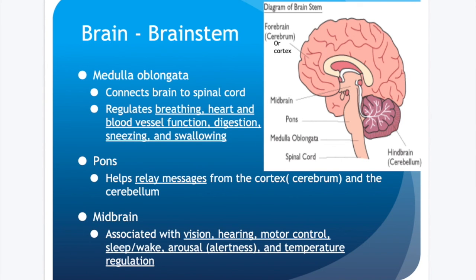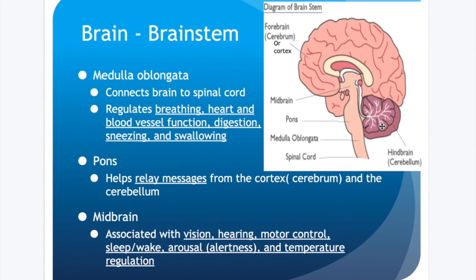So looking a little more specifically at that, we would have your medulla oblongata, which would be right here, just atop of the spinal cord. So it helps to connect the rest of the brain to the spinal cord. It's going to regulate our breathing, heart and blood vessel function, digestion, sneezing, and swallowing. So very basic primitive functions that we need in order to stay alive. The way brains evolved in animals, and yes, humans are animals, was the brain stem is the first part of the brain to evolve, then the cerebellum, and then the cerebrum. So the cerebrum is responsible for more of our higher level thinking and things like that.